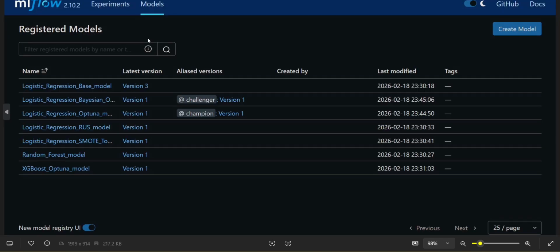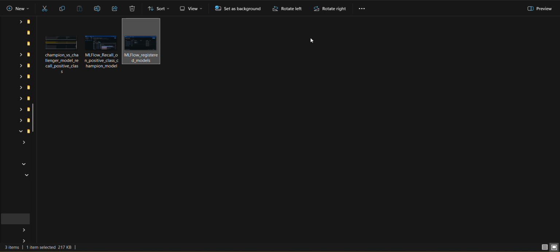And as you can see, these are the models which I have registered and which has been chosen as the champion model.